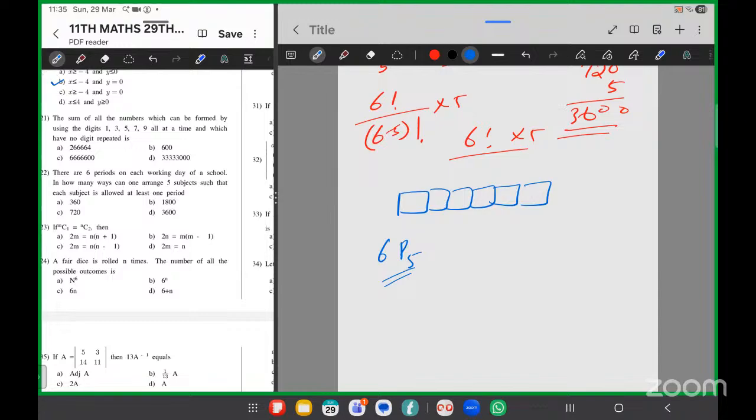So this one subject gets 2 periods. So which subject?